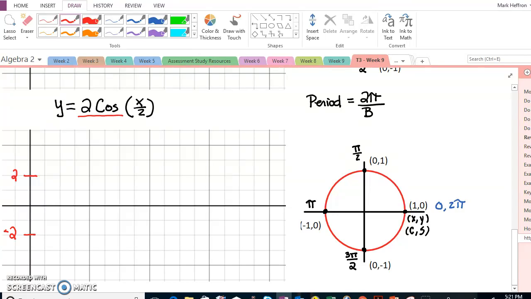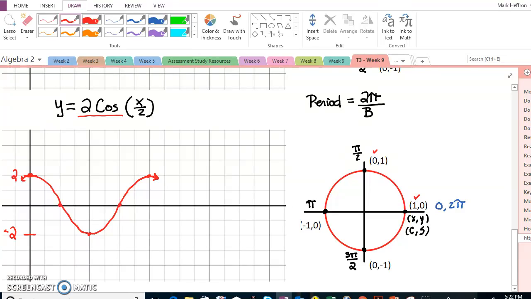We're doing 2 cosine of x, so we're going to take the x coordinates, 1, 0, negative 1, 0, 1, and we're going to double them. So 2, 0, negative 2, 0, 2. That would be 2 cosine of x.